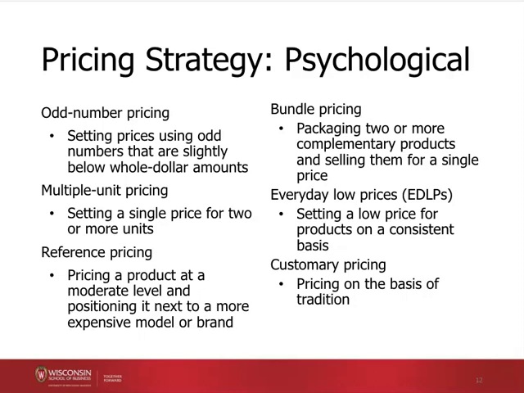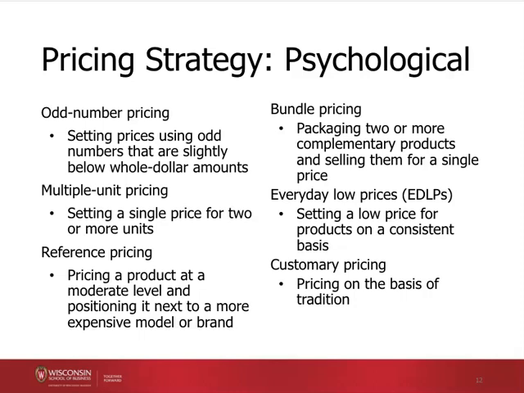Multiple unit pricing, where you charge a single price for more than one of the item. Reference pricing is where you try to price a product specifically against a more expensive model. Sometimes you see this in grocery stores where generic products are placed right next to a brand product on the shelf and then priced slightly lower. Bundling, where you offer multiple things at once. For example, when you go to the movie theater and it's $4 for a soda and $5 for popcorn, but it's only $7 if you buy both.